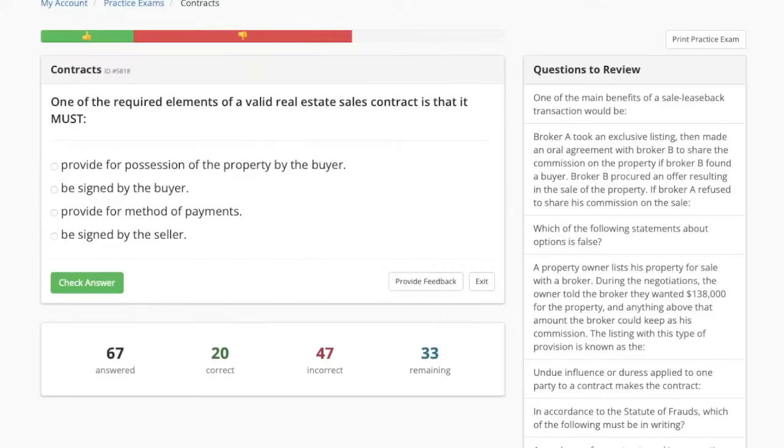So who could give me the 4 essential elements of a valid contract? Anybody? 4 essential elements of a valid contract. You got this, Dominique. Four essential elements of a valid contract. Lawful object is 1. Mutual agreement's another. Capable parties and consideration.